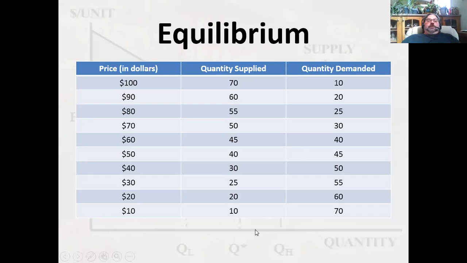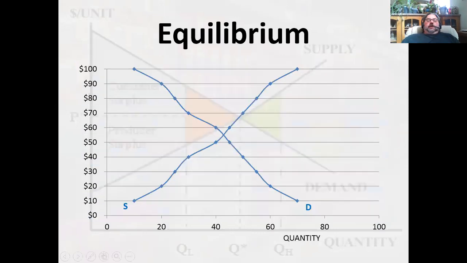And then I can build my market graph, my market curve, from that combined schedule. And this is what it looks like when I plot those two curves out on the same graph. So here's my supply schedule.